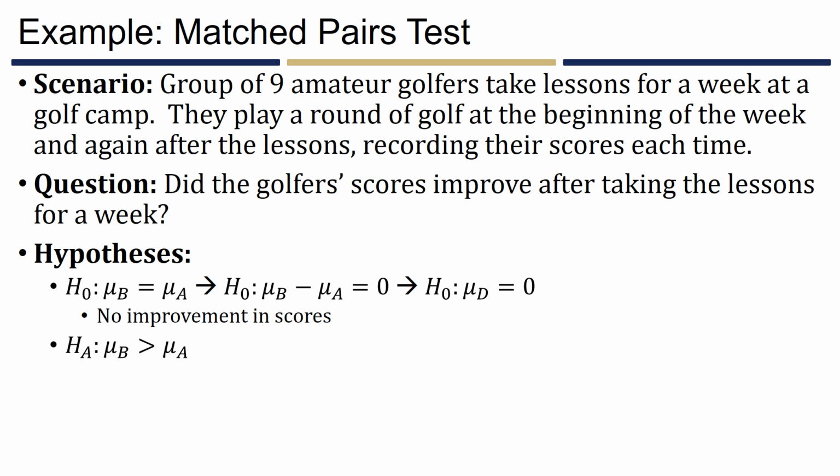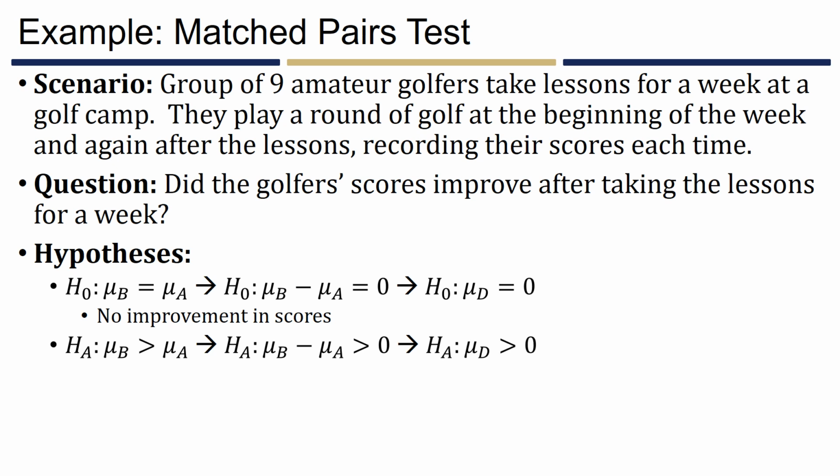Alternatively, what we want to see is that the mean score before having taken the lessons is greater than the mean score after having taken the lessons, meaning it took these golfers more strokes to complete the course before taking the lessons than it did after the lessons. As before, we can subtract mu sub a over to the left-hand side and say mu sub b minus mu sub a is greater than 0.